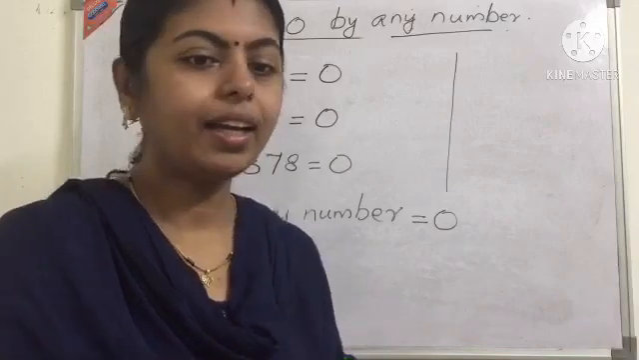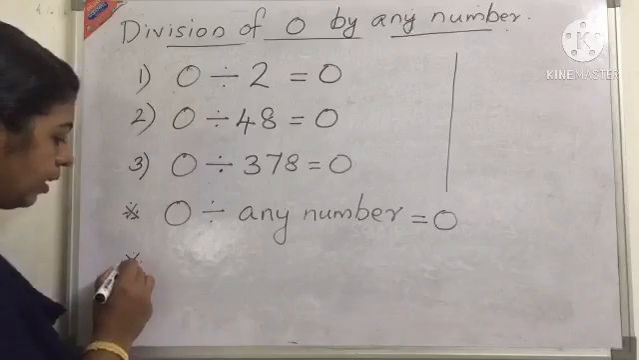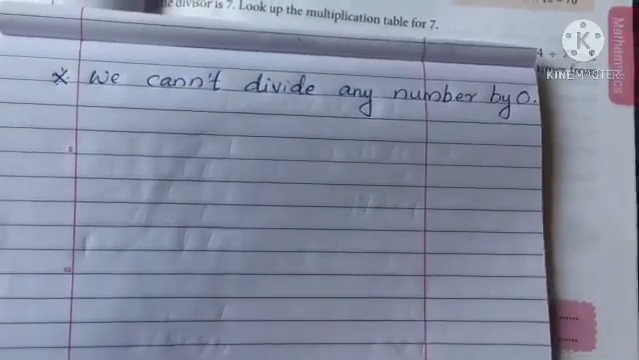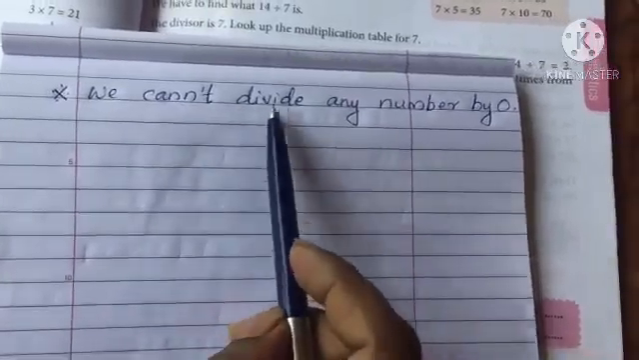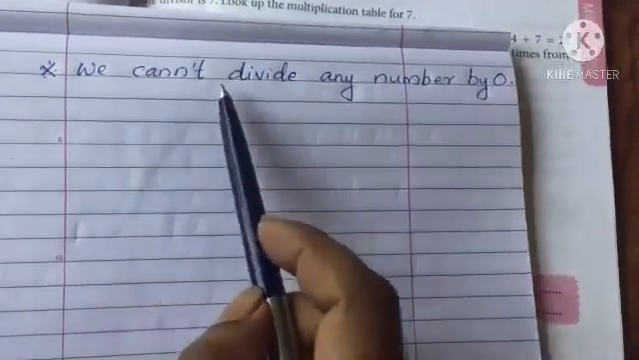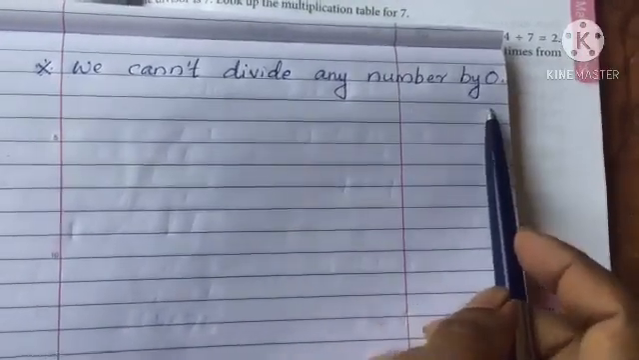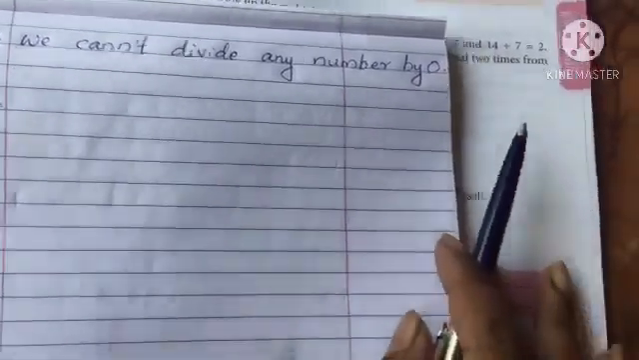Then the next point, here one more point is there. The next point I wrote in the notebook: we can't divide any number by 0. Okay, we can't divide any number by 0. Then after that I will tell you what to do.